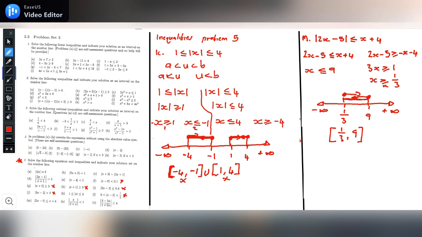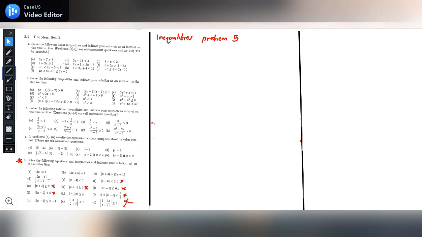So let's do O, the last one. Let me just erase so that we can have space. Okay, let's continue. The last one, which is O, is 2x minus 3x all over 1 plus 2x is less than or equals to 4.